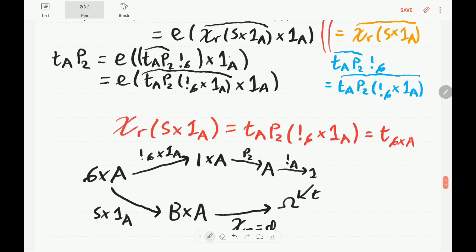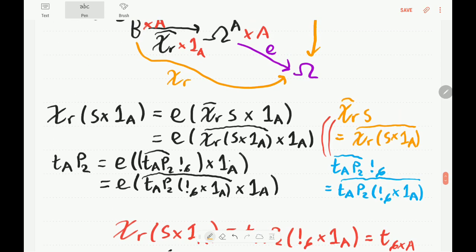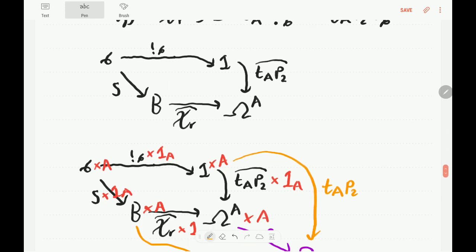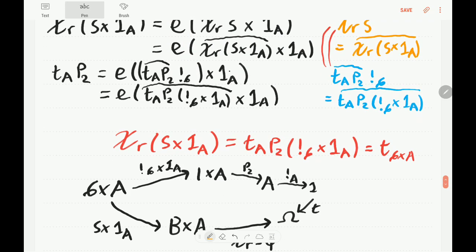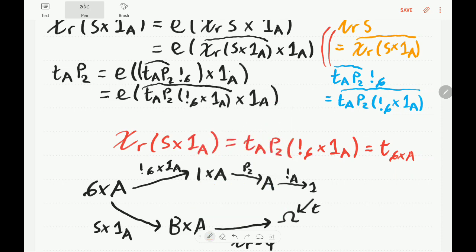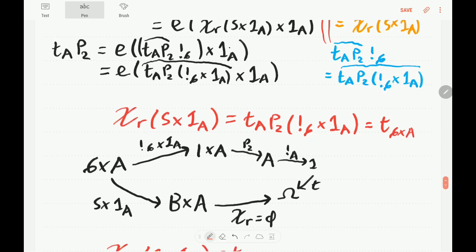Because what does this mean? Well, what we're really saying is, all this reasoning boils down to saying S is in Q is equivalent to saying that this equation holds. And what's this equation? It's chi r of S times 1A equals this thing on the right, which simplifies to T after exclamation mark zeta times A. How can we see that?